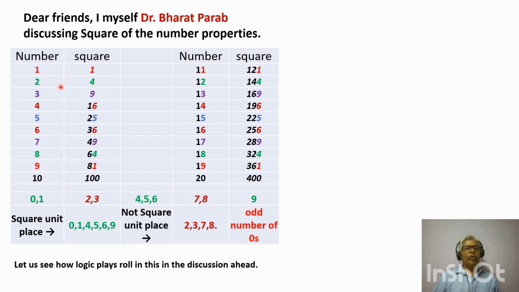We are squaring numbers and trying to see what properties they carry. Let us see how logic plays a role in the discussion ahead. Remember this, as you may have to solve some problems with it. If you are given a number which ends with 2, 3, 7, 8, or with an odd number of zeros, then it is sure that it cannot be a square number, whatever the other properties may be.